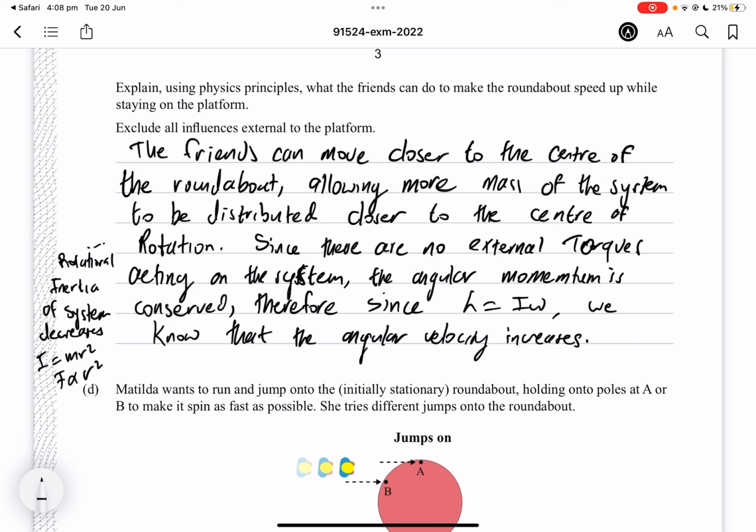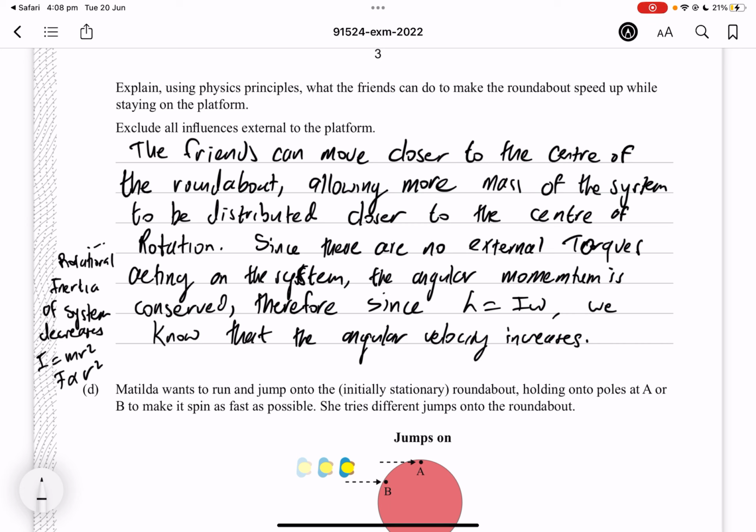Okay, and that's it for this question. I believe this is an excellence level question, so there are a couple of points you need to mention. First, the friends are moving towards the middle of the table. They're reducing the distance from the axis of rotation, or the center of rotation, same thing. Therefore, the total rotational inertia of the roundabout, or the system, decreases as more mass is distributed closer to the rotational axis. And since there are no external torques acting on the system, the angular momentum is conserved.